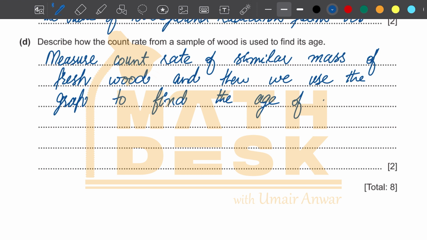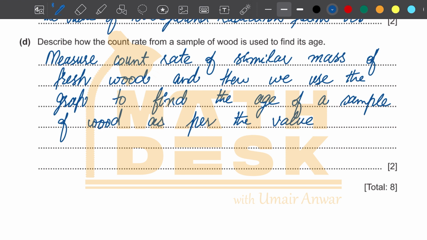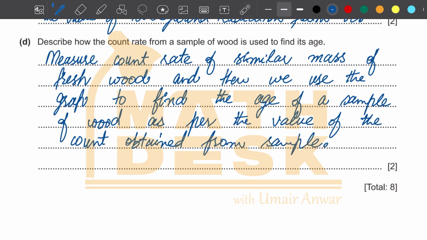of a sample of wood as per the value of the count obtained from the sample. So this comparison gives us how much time has passed for this sample, and its age is found in this way. So the question ends here with this part.